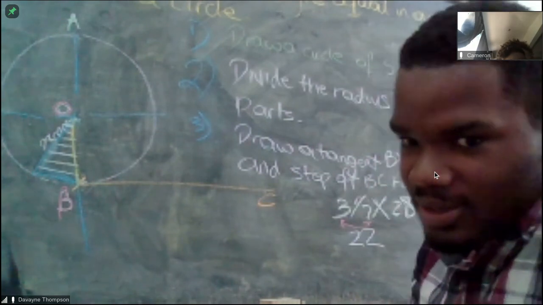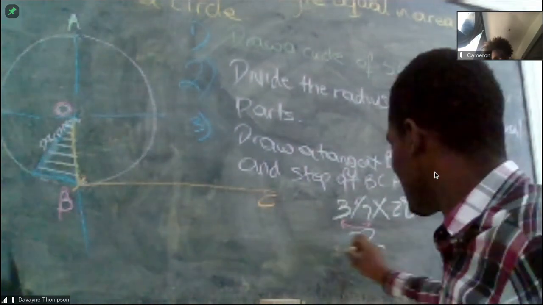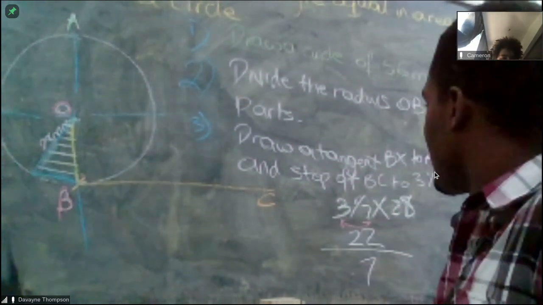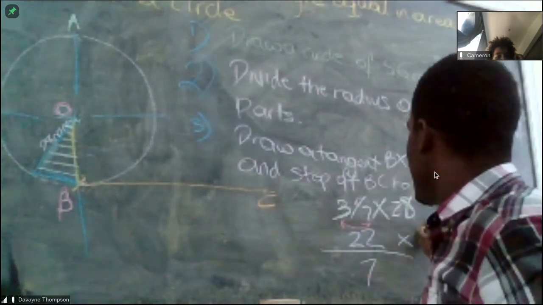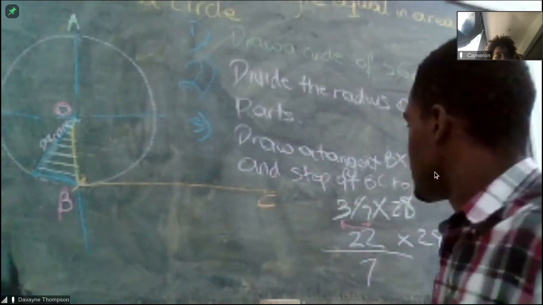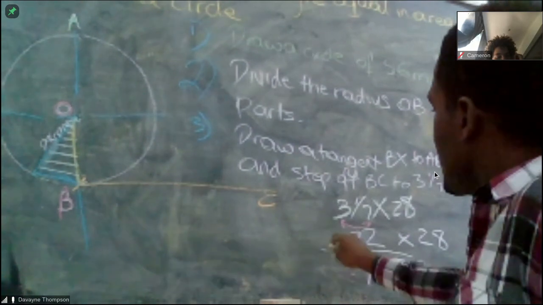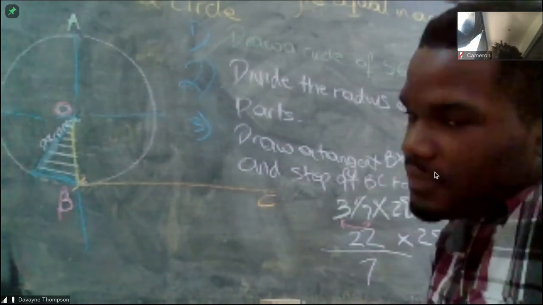Put it over 7, sir. 7, excellent, thank you. So 7, alright? Then now we're going to multiply that by 28. So quickly do that for me. What is 22 times 28 divided by 7?